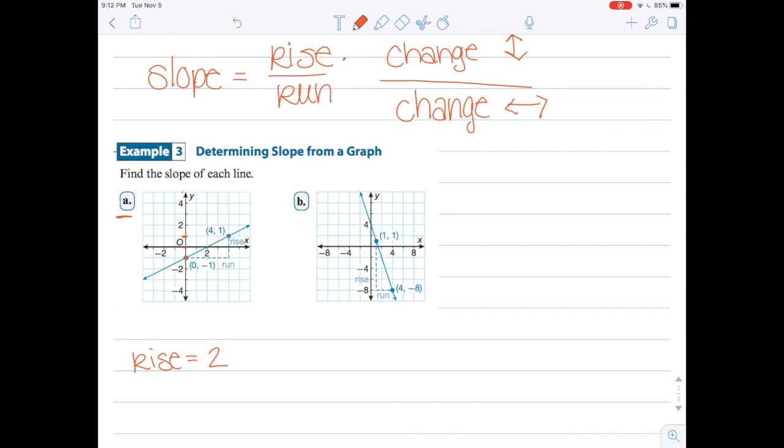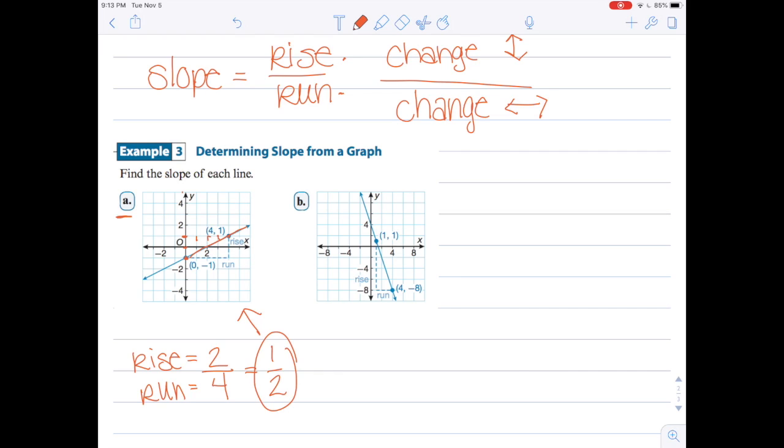Then we're going to look at the change in the left to right movement, so the run. To get over to this 4, 1 point, we have to go over 1, 2, 3, 4. So the run is 4. Slope is rise over run. So the slope of this is 2 over 4, which is actually 1/2. So the slope of A is 1/2. Now, notice this line goes up to the right. The numbers are going to keep getting bigger and bigger.